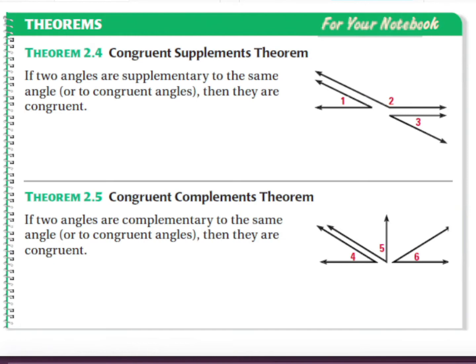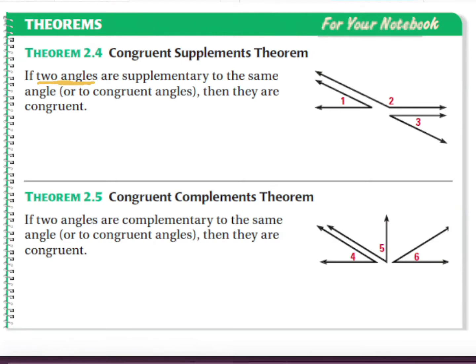I think these two theorems sound a little bit confusing. It's the first one, the congruent supplements theorem. If two angles are supplementary to the same angle or to congruent angles, then they are congruent. So the two angles they're talking about here, if I use the picture, are angles 1 and 3.